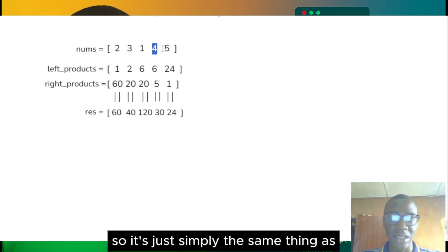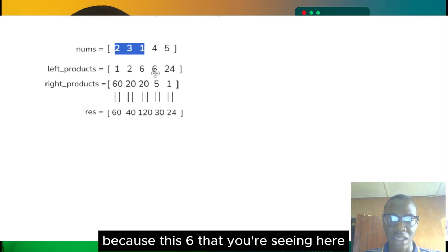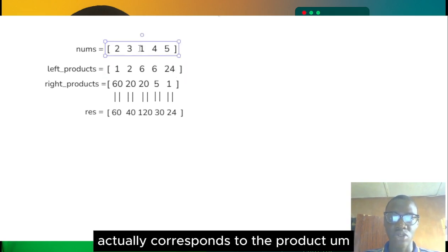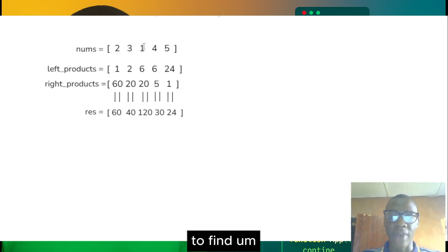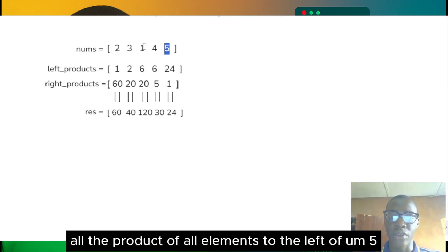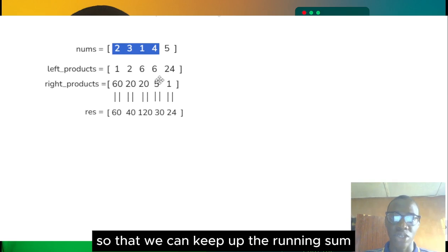So it's simply the same thing as saying 4 times 3 times 2 times 1. Why? Because this 6 that you are seeing here actually corresponds to the product of 3 times 2 times 1. And then to find the product of all elements to the left of 5, we just have to multiply that 3 times 2 times 1 by 4, so that we can keep up the running product.